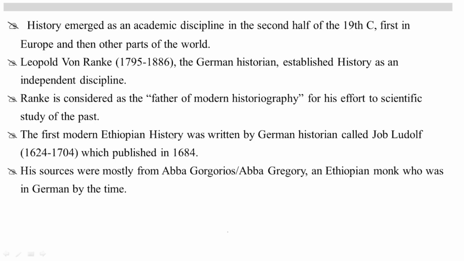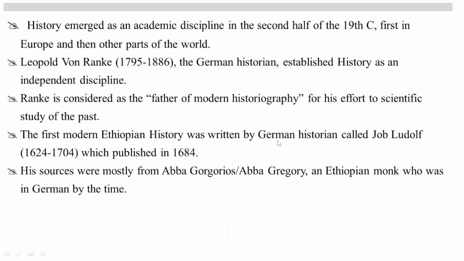The first Ethiopian history was written by a German historian called Job Ludolf. This person published his first book in 1684. The book, written in Latin, is called Historica Ethiopica, in English the first modern history of Ethiopia. This was also published in 1684.